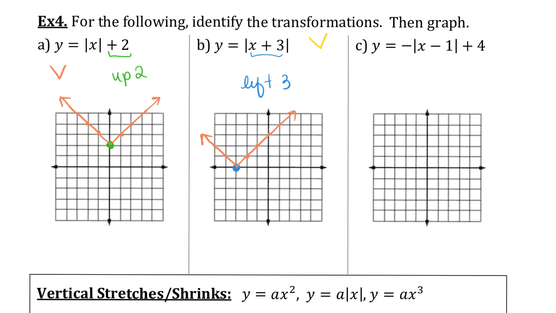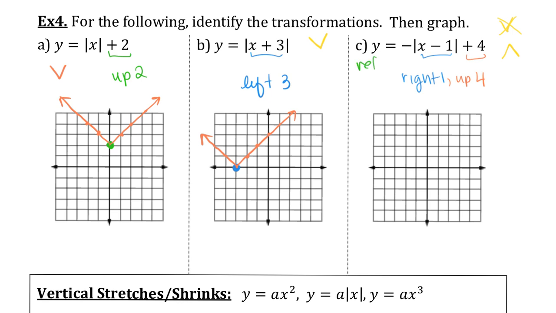Okay, let's look at one more. What's the parent function? Absolute value. Shape, V. Okay, let's look at it. Oh, it's got a negative, actually. So instead of a right side up V, upside down V. Okay, what else do we know? Goes right 1. What else? Up 4.